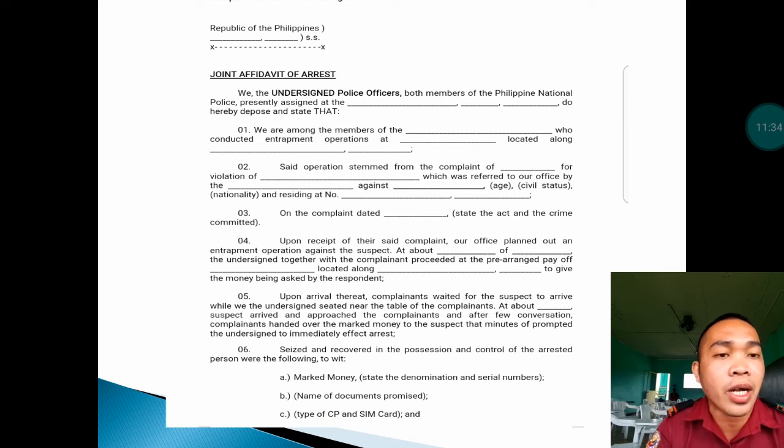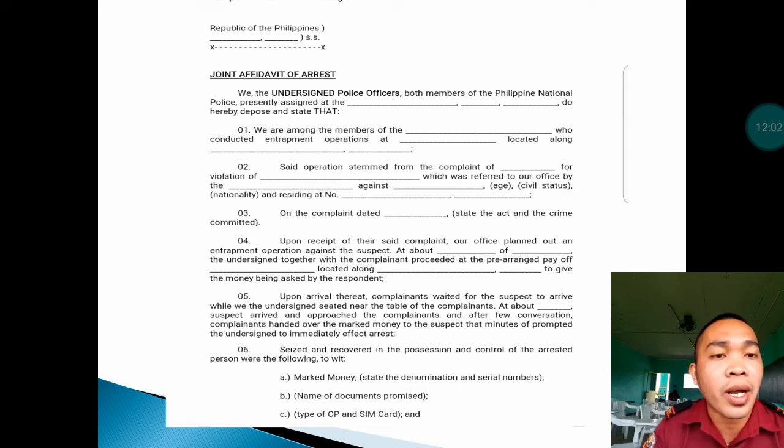The fifth paragraph, upon arrival thereat, complainant waited for the suspect to arrive while the undersigned stayed near the table of the complainant. At about time and date, suspect arrived and approached the complainant. After a few conversations, the complainant handed over the marked money to the suspect, which prompted the undersigned to immediately effect the arrest.